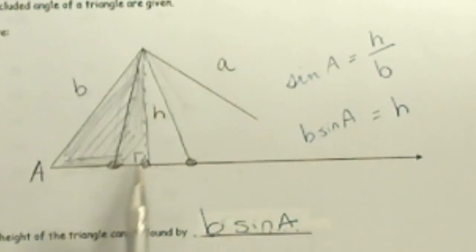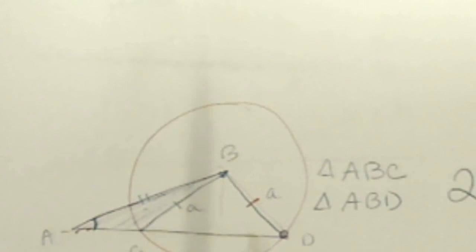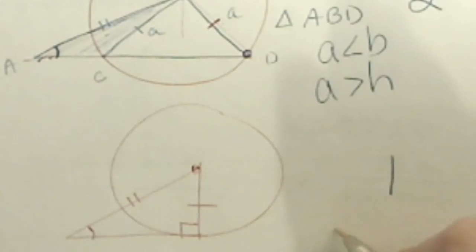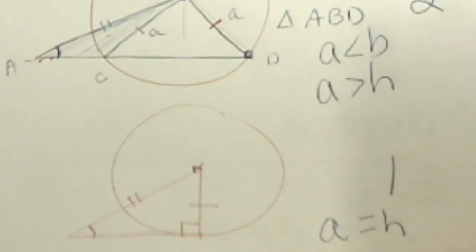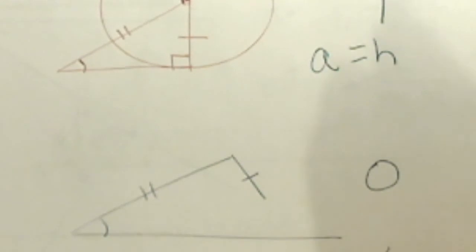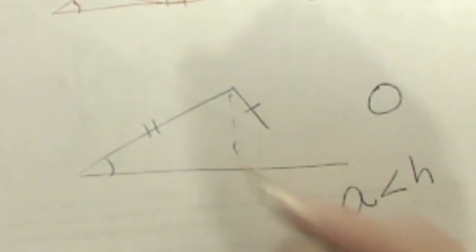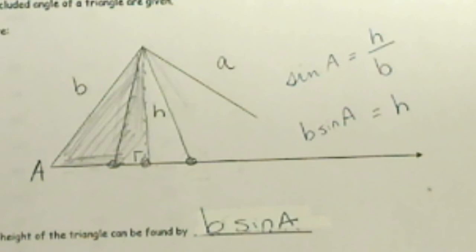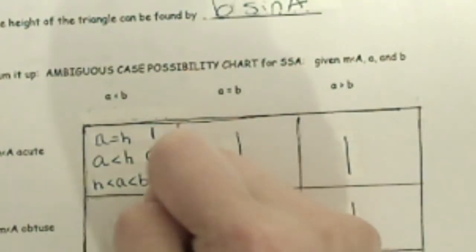And this is analogous to the situation we learned about here. So this is where A is less than B, but A is greater than H. This one is where A equals H. And then this one is where A is smaller than H, the height of the triangle right here. Those are the three possibilities of the ambiguous case. So for this situation, we get two triangles.